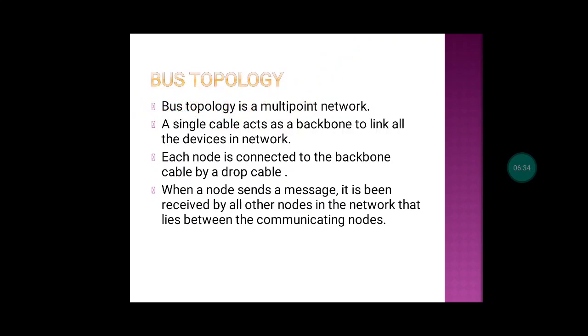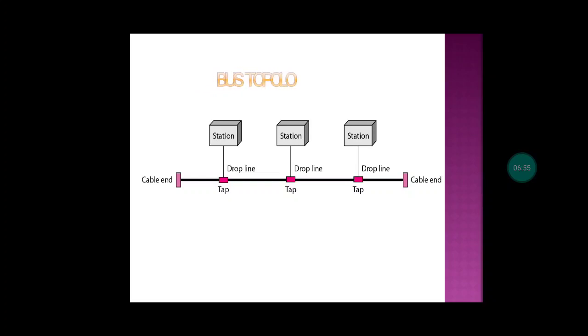A single cable acts as a backbone to link all the devices in the network. Each node is connected to the backbone cable by a drop cable, and when a node sends a message, it is received by all other nodes in the network that lie between the communicating nodes. So here in the diagram we can see that the backbone cable, that is the base cable that we have, would be having multiple taps in between.